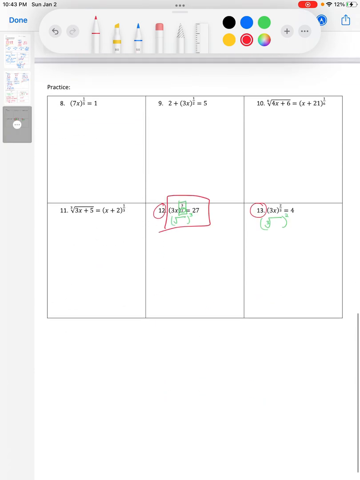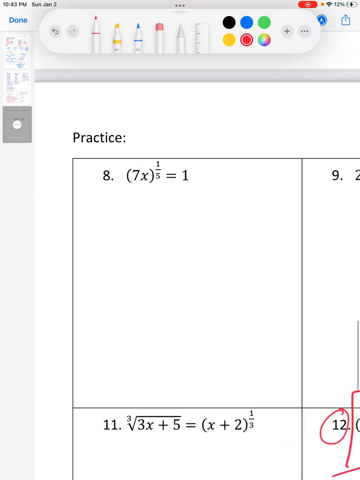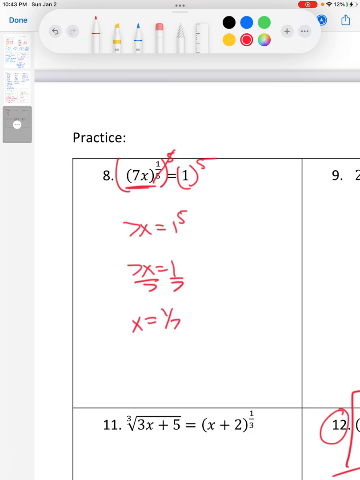So last step again is finish solving for x if you need to. So let's look here. If we raise both of these to the 5, because it's isolated and alone, we're going to have 7x equals 1 to the 5, which is just 1, because those are going to cancel out. Then divide by 7, finish solving, so x equals 1 over 7. Okay.